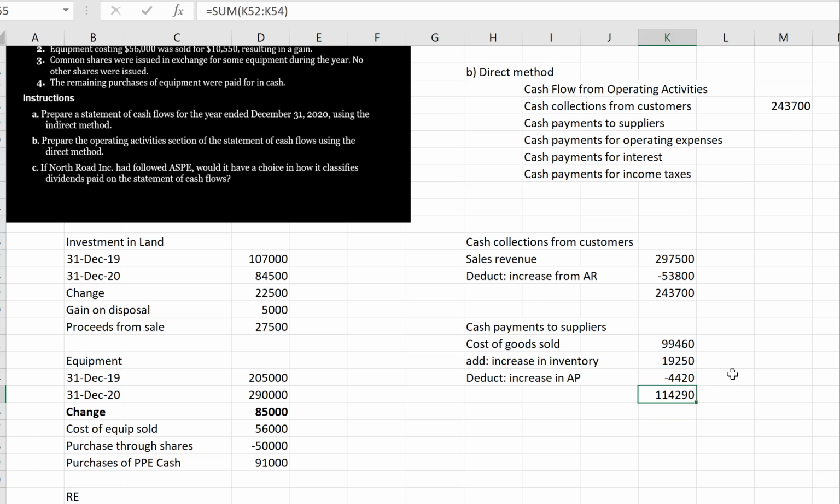So my cash payment to suppliers are going to be 114,290. And I'm going to pick up this number right here as a cash outflow. Okay. All right. So now what about cash payments for operating expenses?